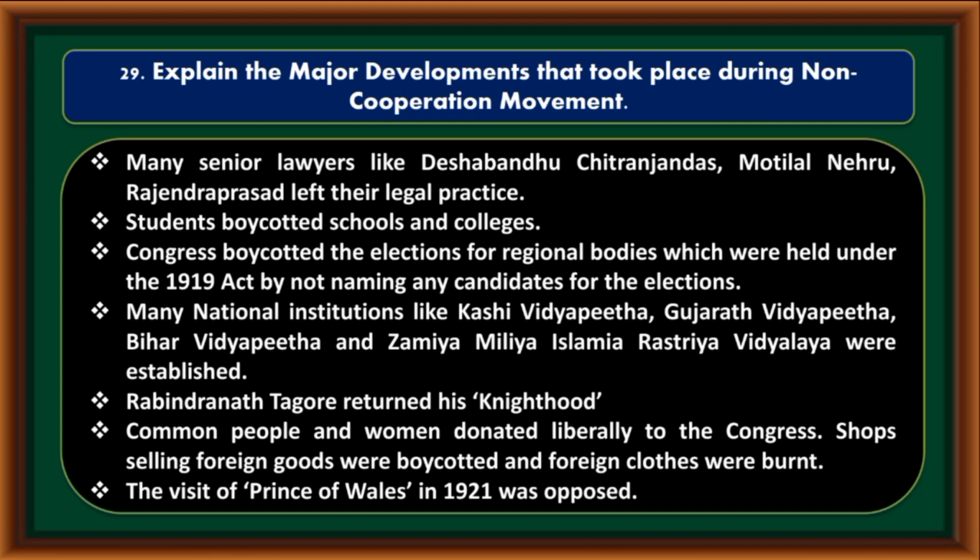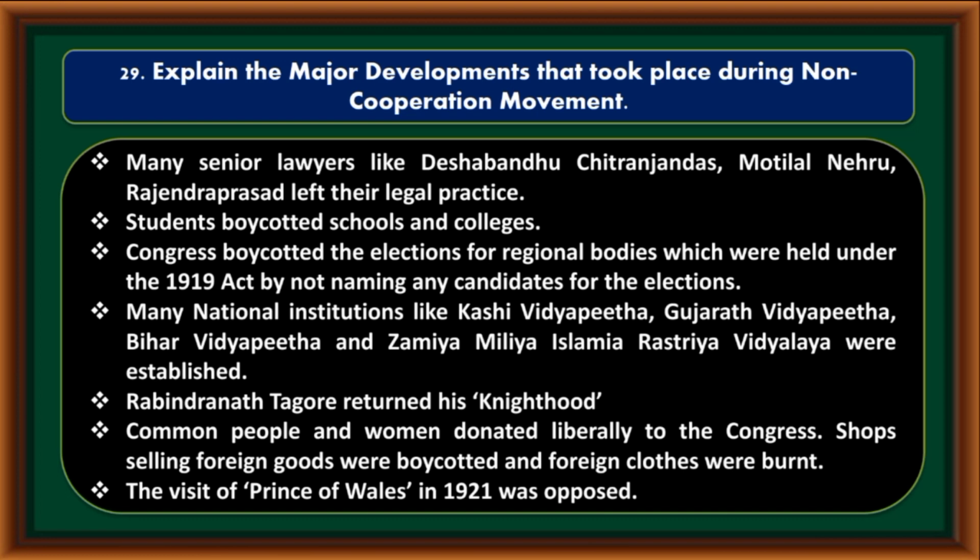Explain the major developments that took place during the non-cooperation movement. Many senior lawyers like Deshabandhu Chittaranjan Das, Motilal Nehru, Rajendra Prasad left their legal practice. Students boycotted schools and colleges. Congress boycotted the elections for regional bodies which were held under the 1919 Act by not naming any candidates for the elections.